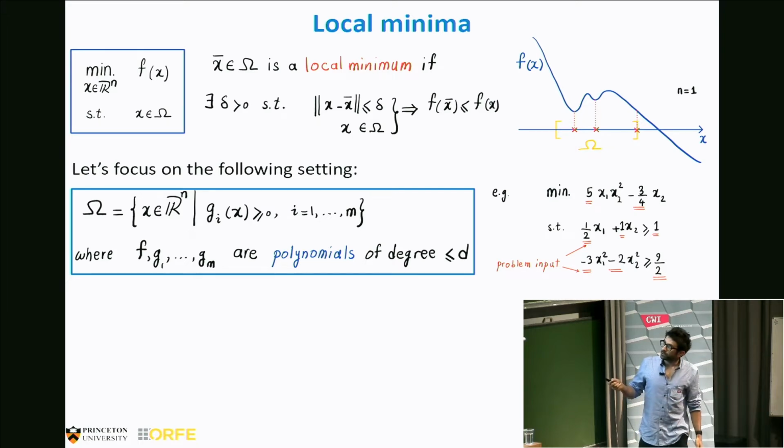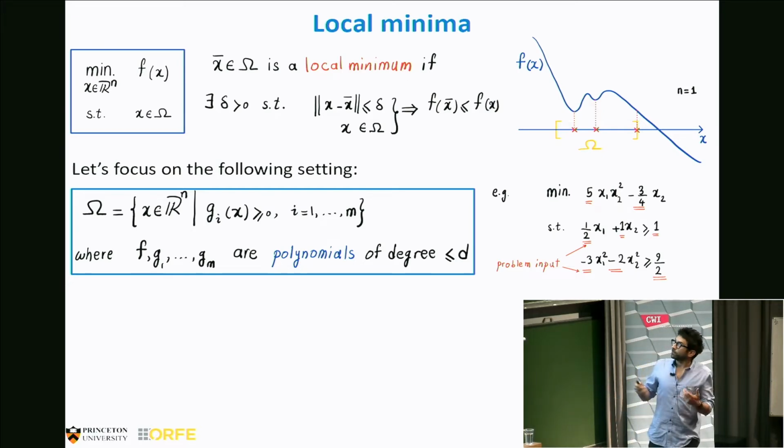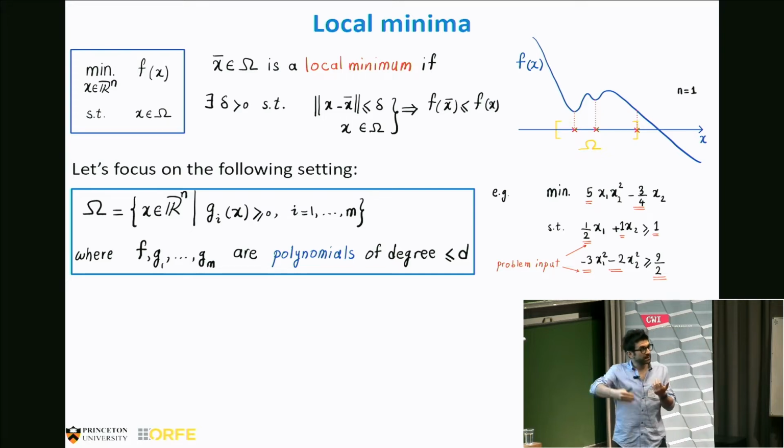And also because polynomials are finitely parameterized, I can study the complexity of this question in the Turing model formally. So I will take as input all the coefficients of these polynomials f and g_i's that are given as rational numbers. And the size of the input would be the number of bits I need to write down these rational numbers. What I'm after is to find the local minimum of problems of this type. And I want to understand the running time of the algorithm that finds the local minimum as a function of the size of the input, this bit size, right?